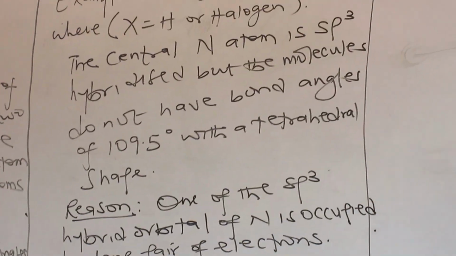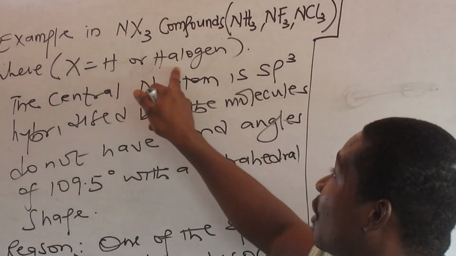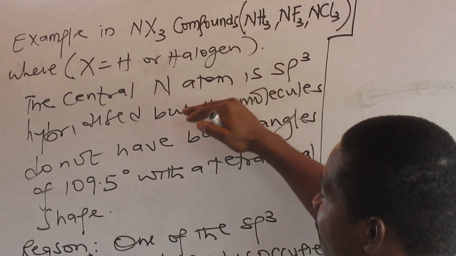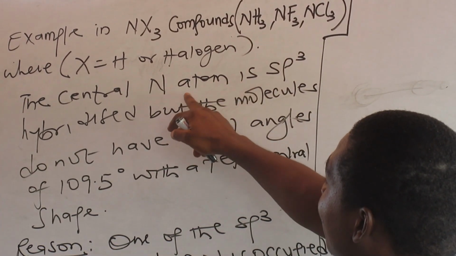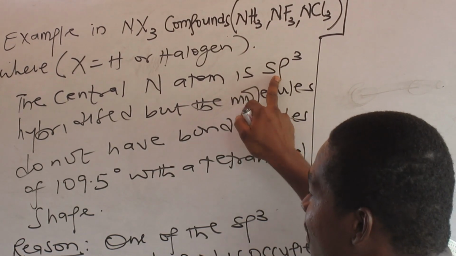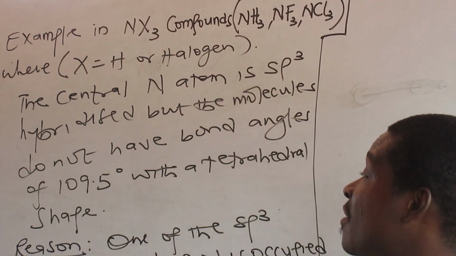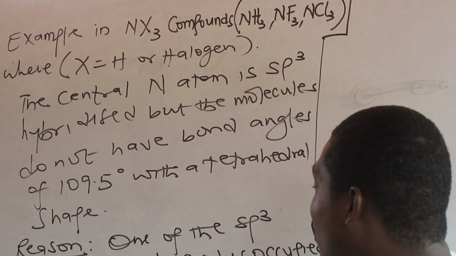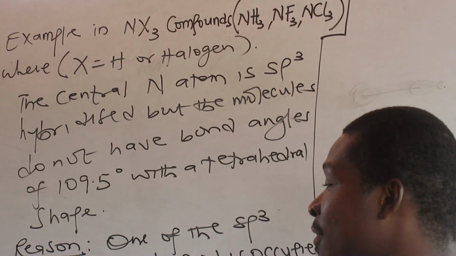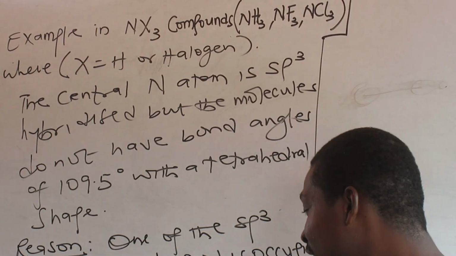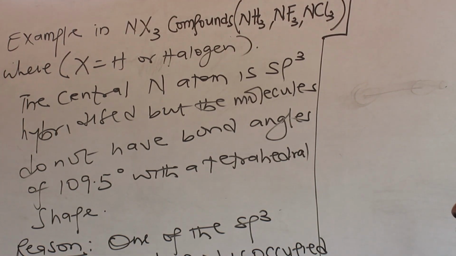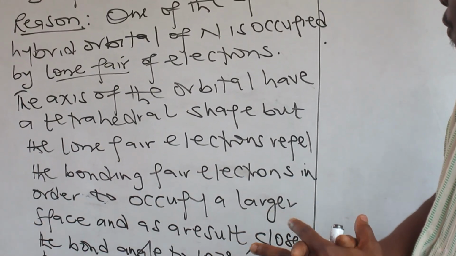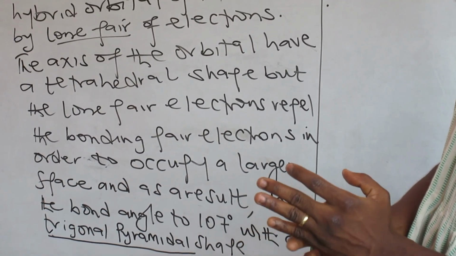Example, in NX3 compounds, where X can be hydrogen or halogen. So ammonia, NF3, NCl3 are our examples here. The central N atom is sp3. Yes. But this one does not have a bond angle of 109.5 degrees and a tetrahedral shape. Why? Reason: one of the sp3 hybrid orbitals of N is occupied by a lone pair of electrons. So the axis of the orbitals has a tetrahedral shape, but the lone pair electrons repel the bonding pairs, right? And as a result, we close the bond angle towards 107 degrees with a trigonal pyramidal shape.